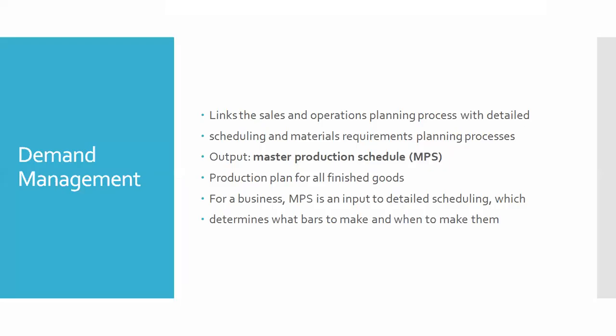file. Now demand management. So links the sales and operation planning process with details. That is the purpose of the demand management. That is to link the sales and the operations planning process with detailed schedule and material requirement planning process. How you can schedule with time the material requirement planning process. Output, that is master production schedule. Production plans for all finished product goods. For a business, MPS is an input to detailed scheduling, which determines what to make and when to make them.